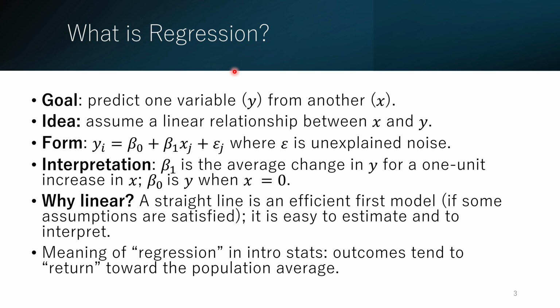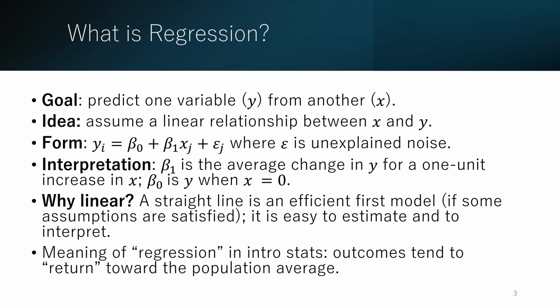So what exactly is regression? The goal is simple. We want to predict one variable y from another variable x. We assume that there is a linear relationship between them. The model looks like this. Here, y equals beta 0 plus beta 1x plus epsilon, where epsilon is unexpected noise, the random noise. And here beta 1 shows how much y changes when x increases by 1 unit, and beta 0 tells us what y would be when x equals 0.